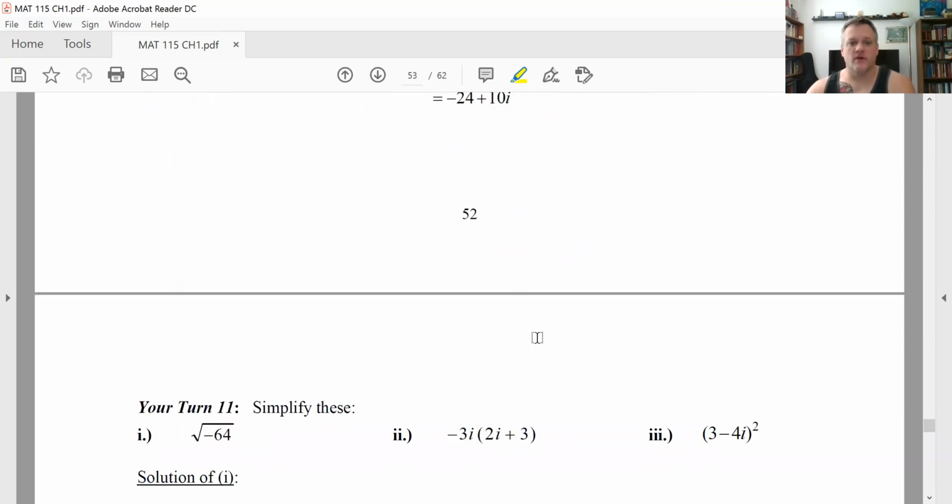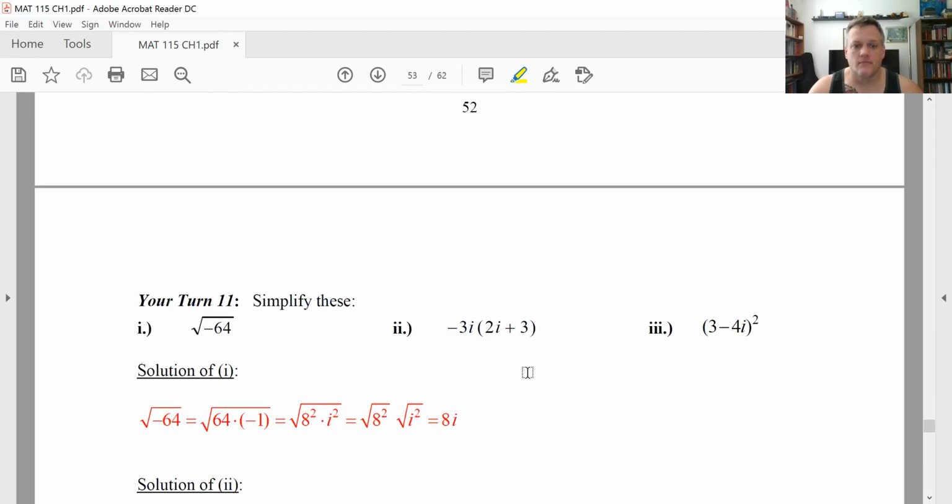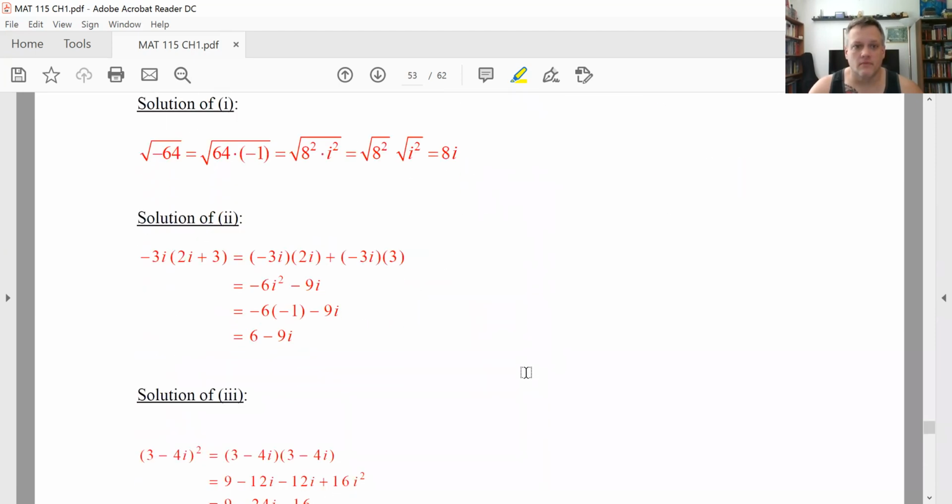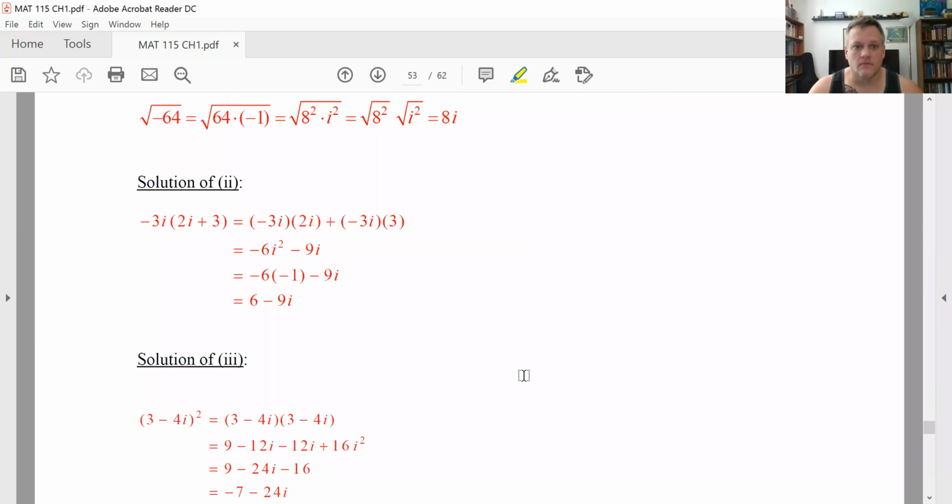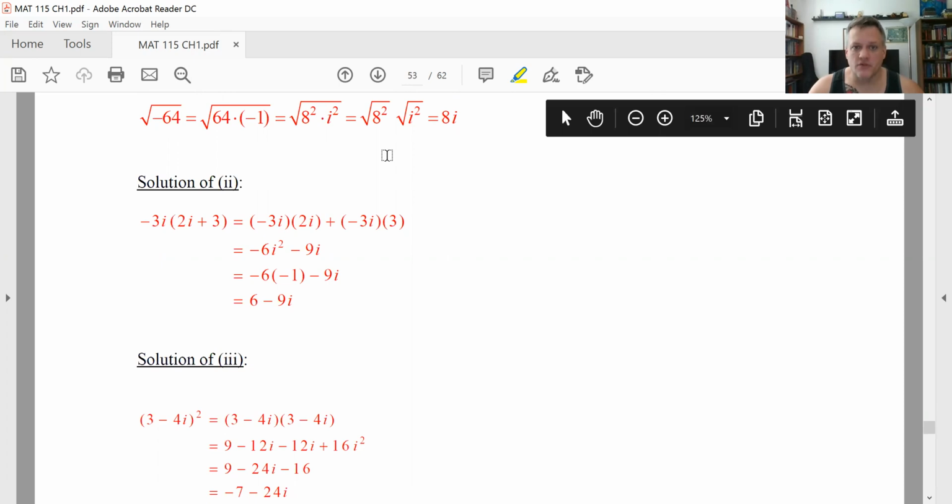All right, you can go ahead and try these. They are basically identical in structure to the previous ones, and then I'll scroll up so you can actually check your answers once you've done that. Okay, so there are the answers. Make sure you go through and just check, but the steps are identical to what we just did.